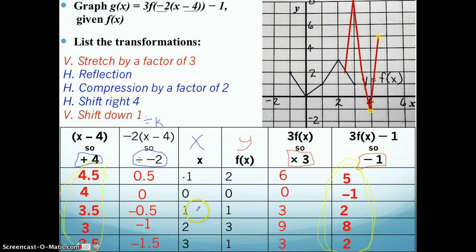Okay, my next point was 1, 1. It's now 3.5, 2. So here's 3.5 and 2, which is right here. Awesome. Next, it was 2, 3. It's now 3, 8. So it was 2, 3. It's now 3, 8, which is up here.